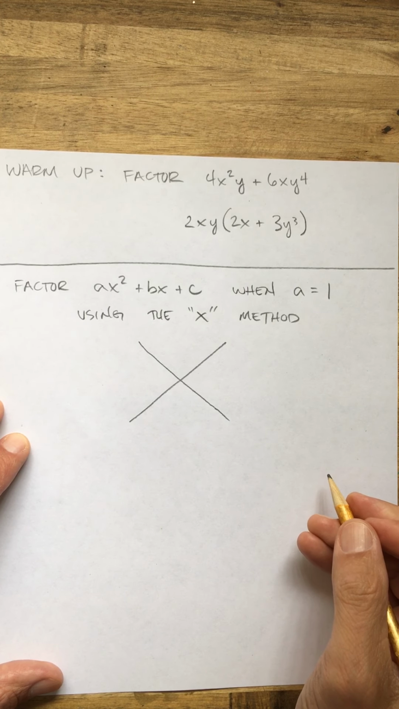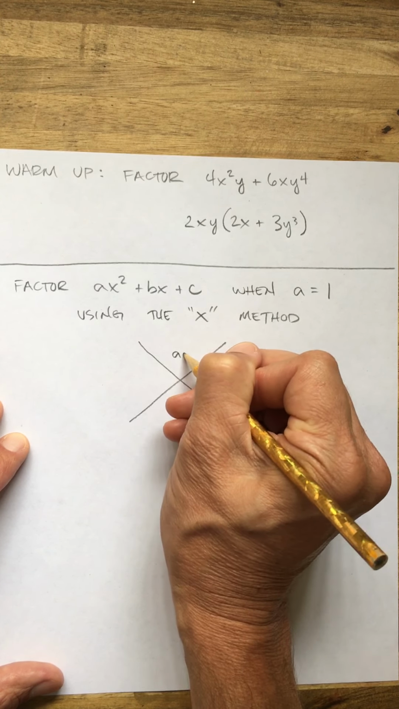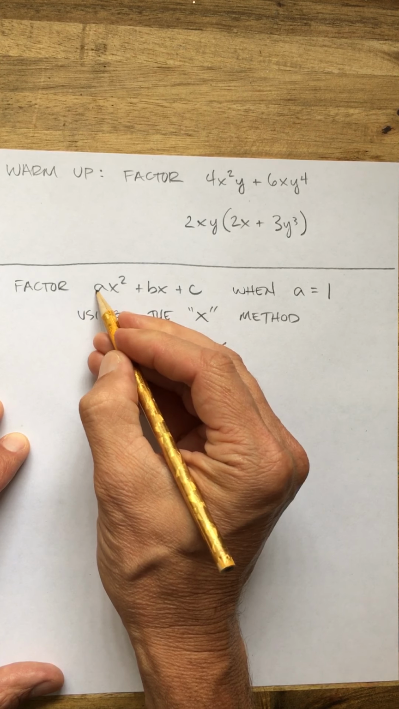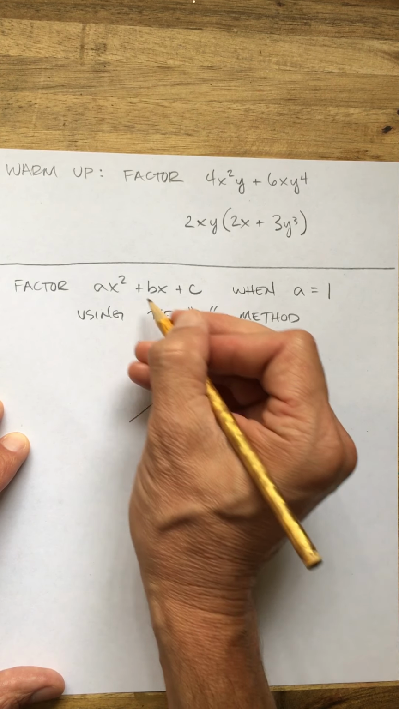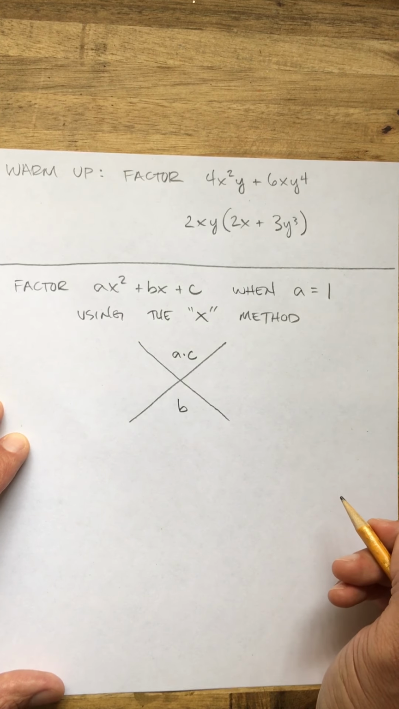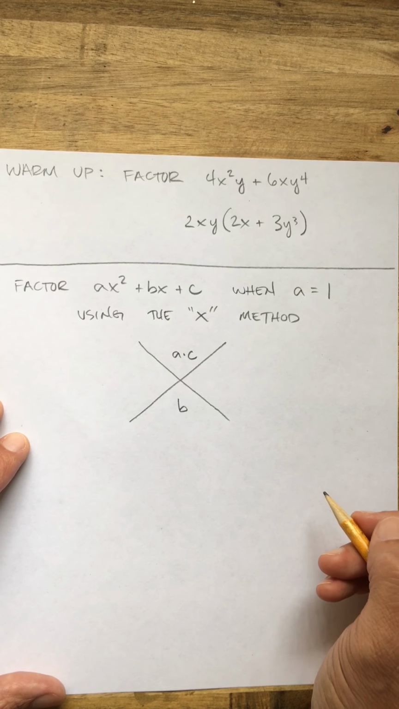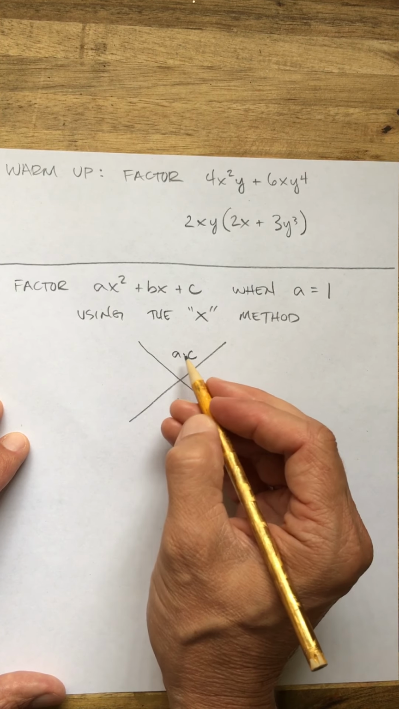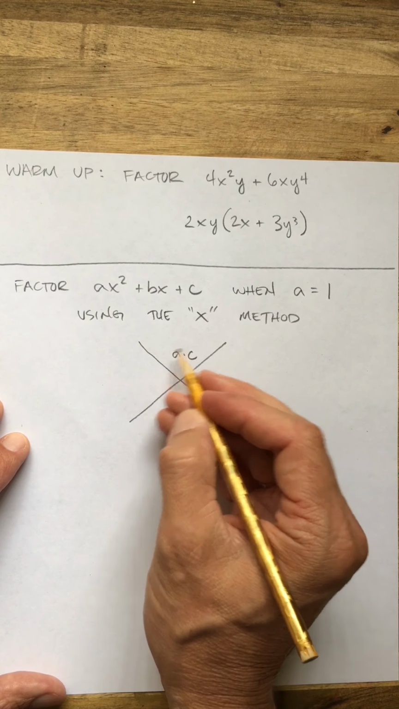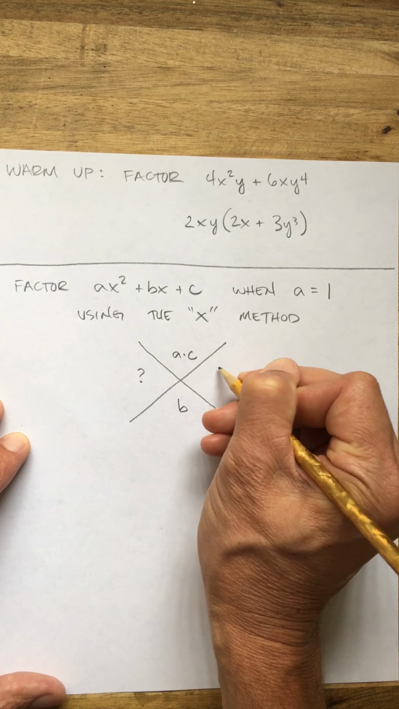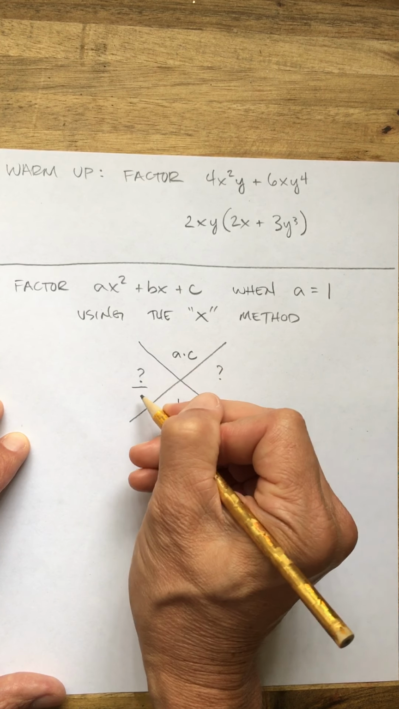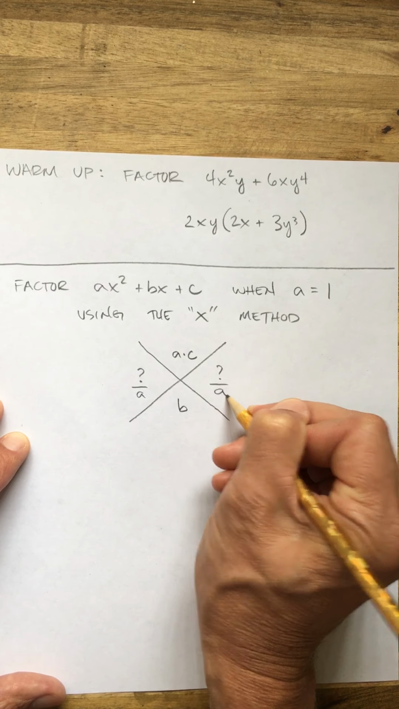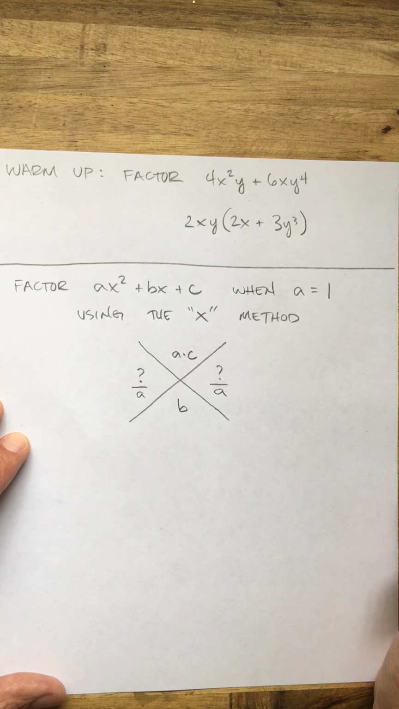We have a big X, and in there we put the a times c. Whatever the a is times whatever the c is. In this case, a is always going to be 1, so it's really easy. And down here we put the b term. Then we need to find factors, numbers that multiply to make the number you have here, but add to make that. Once you find those numbers, you put them here. We don't know what they are. Then you divide them by the a term, which in this case will always be 1.